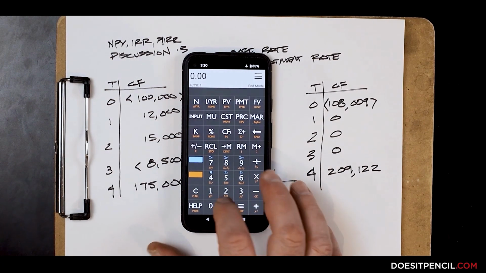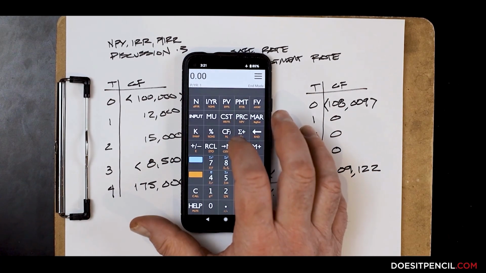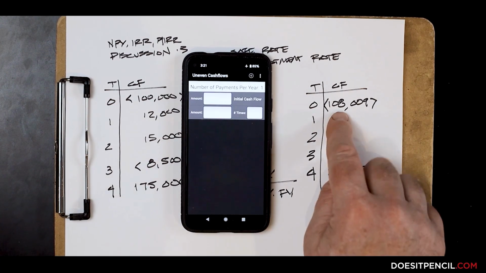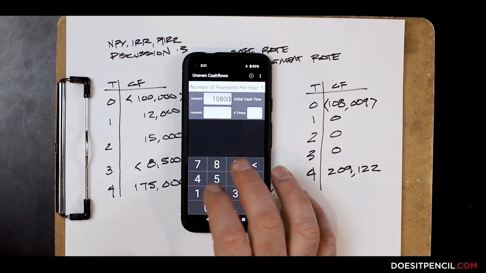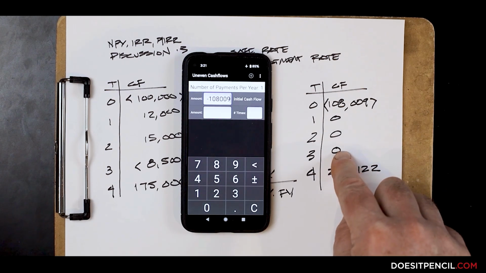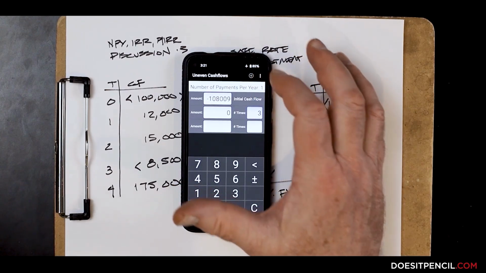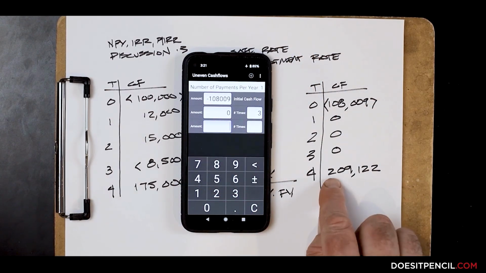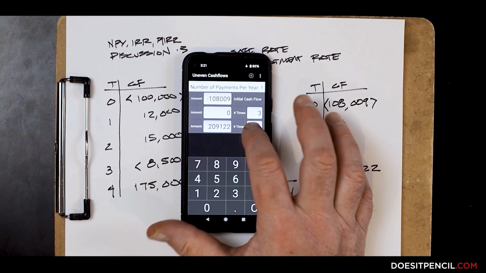As always, one gold key payment, gold clear. So go to the cash flow menu. So I'm going to type in negative 108,009. Now I have 3 sequential cash flow entries of 0. 0, number of times 3. Make another row, tap in 209,122. Number of times is 1.